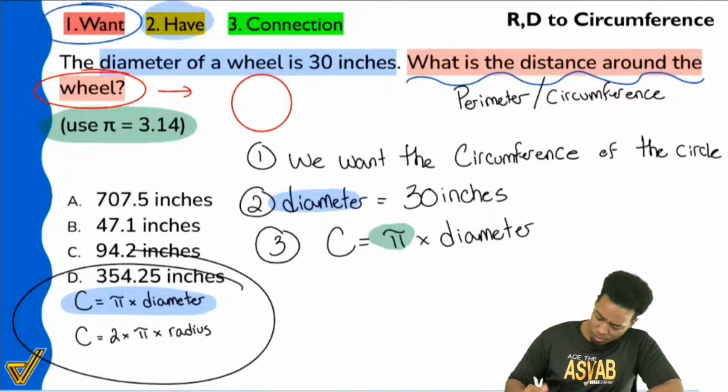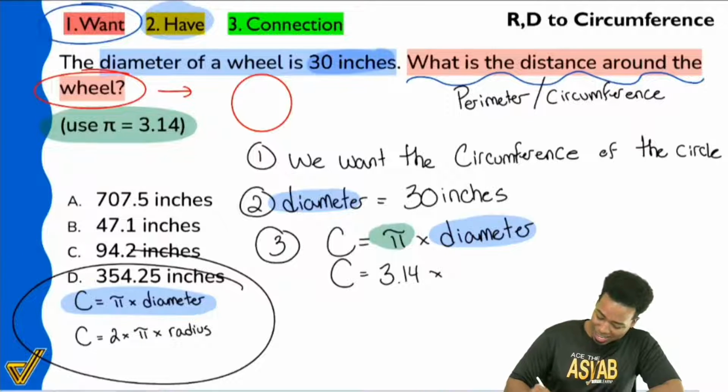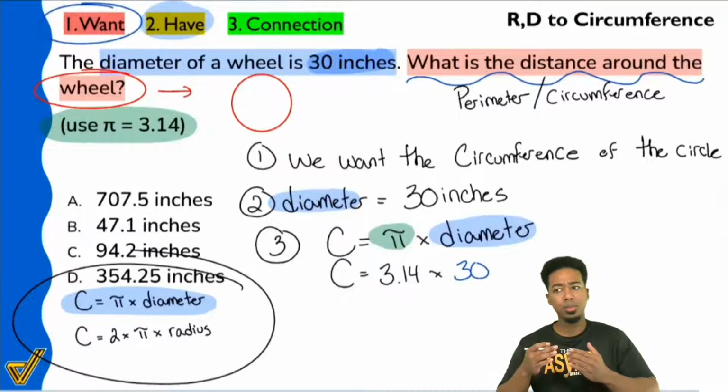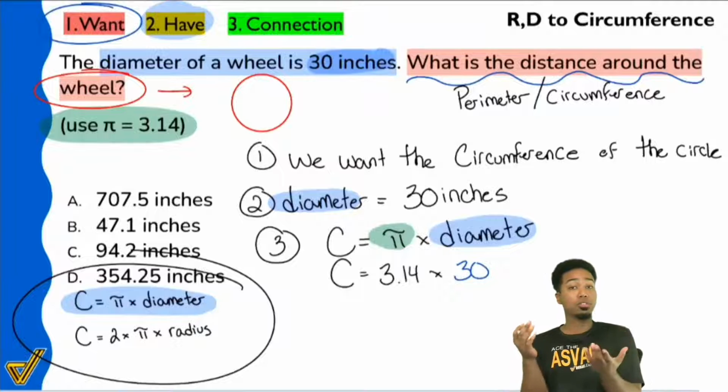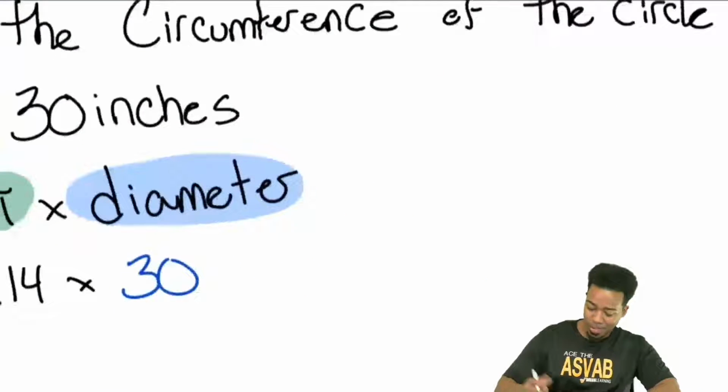So I'll go ahead and say circumference equals 3.14 multiplied by the diameter, and that was given to us as 30 inches. And so boom, that's it. Now we're done. All we have to do is figure out what 3.14 times 30 is. And this is where we will take a quick second to remind ourselves about how multiplying decimals works. So let's go ahead and take it over here, and I'll show you how to do it.